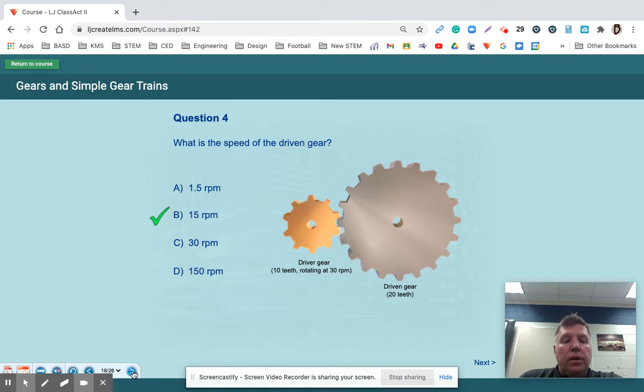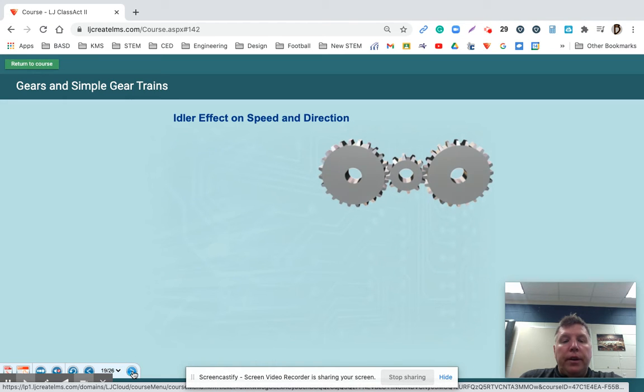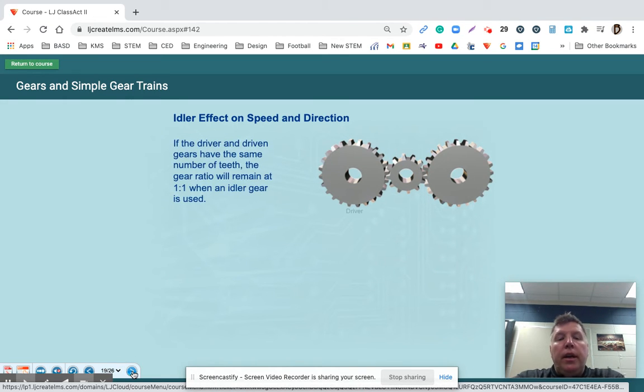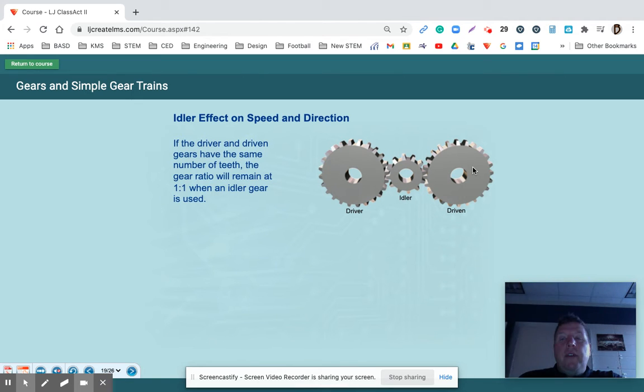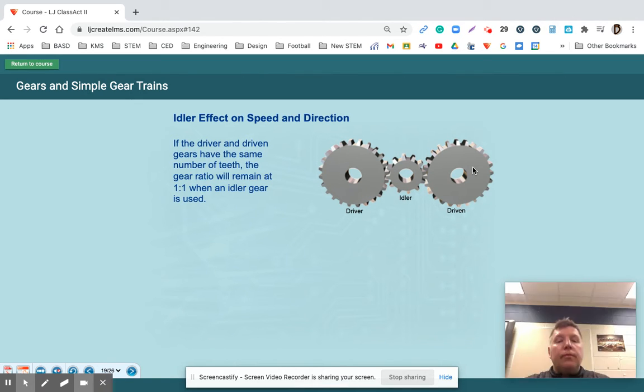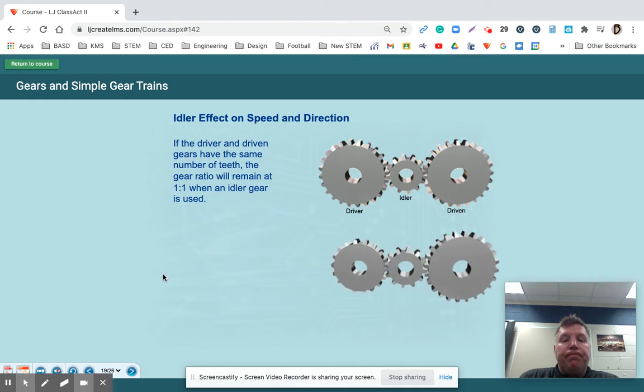We're going to move into something called an idler gear. The idler gear is a gear that can be placed in between the driver gear and the driven gear. The gear ratio will remain at 1:1 when the idler gear is used.